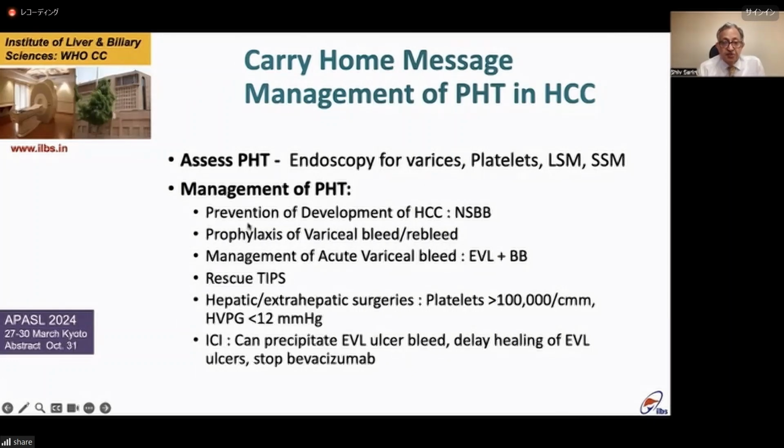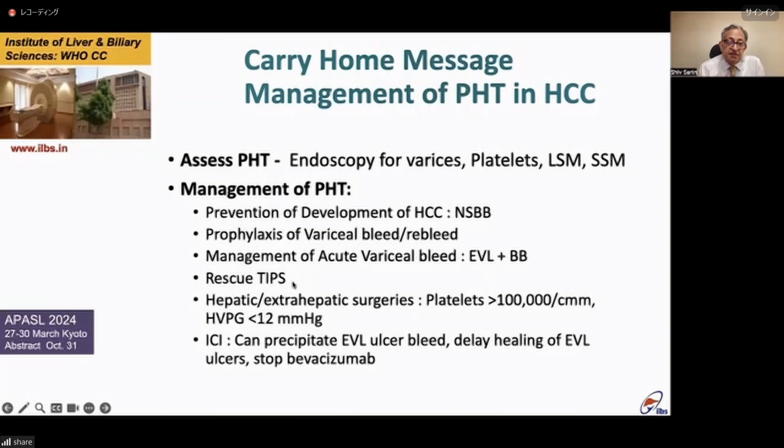We must try to prevent the development of HCC in a cirrhotic, and carvedilol prevents HCC development by almost 40%. In patients with high-risk varices or large varices, prophylaxis should be done, preferably by giving a non-selective beta blocker. If the patient has bled, prevent rebleeding. In an acute variceal bleed, do variceal band ligation and subsequently add beta blockers.